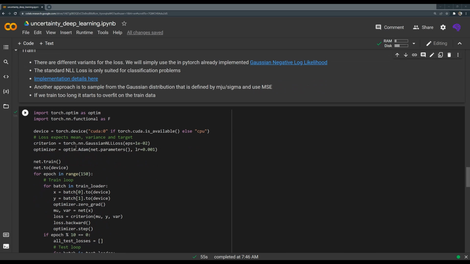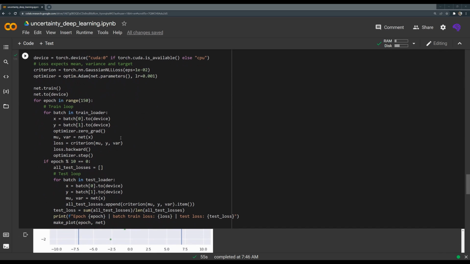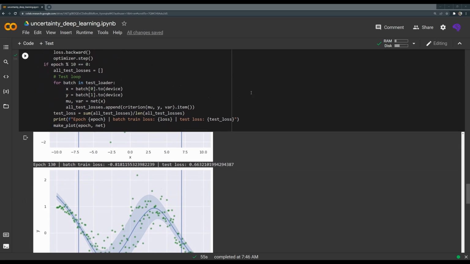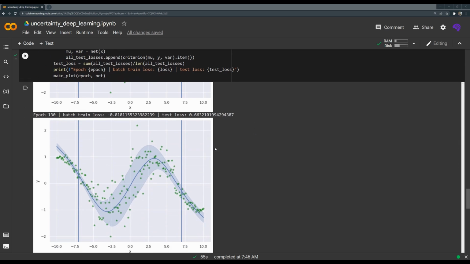Okay, then we define this loss function, we define an optimizer, and we have this very simple train loop here. We iterate over the train loader, and every 10 epochs we iterate over the test loader to also get a test loss. And then we log everything here and make a plot. And the final plot looks more or less like this.